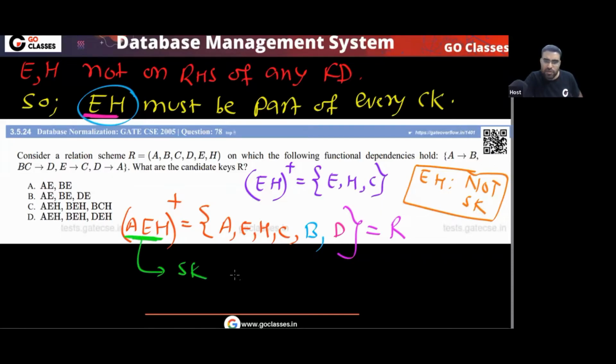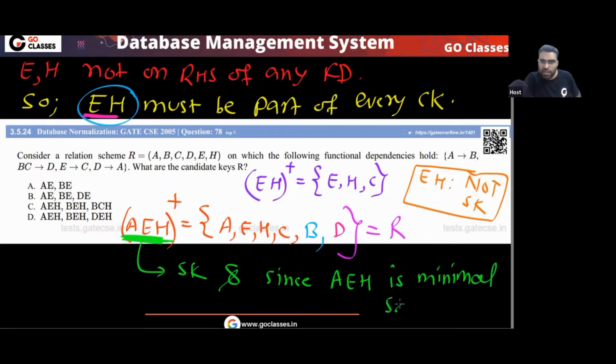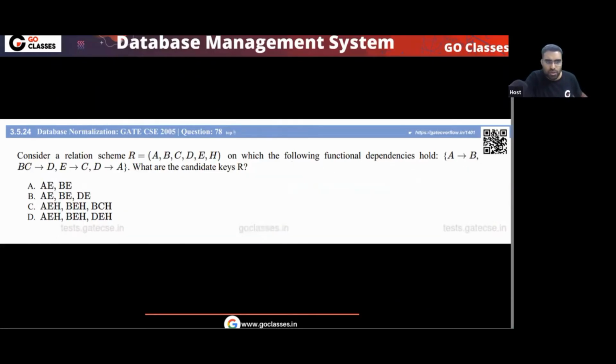And remember, this AEH is a super key, and since it is minimal, I can say this is a candidate key. Yes or no? So you got your one candidate key, AEH. Now tell me, what else? Let me know.